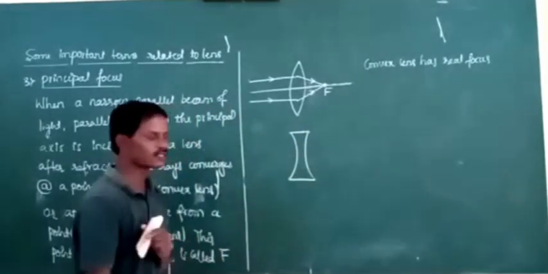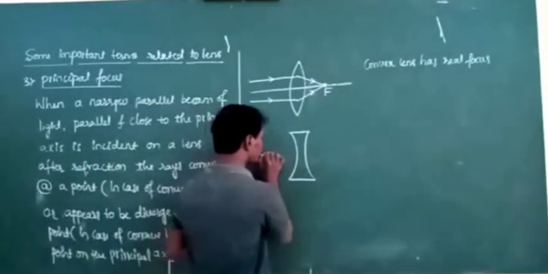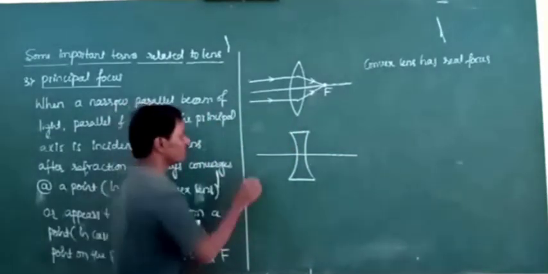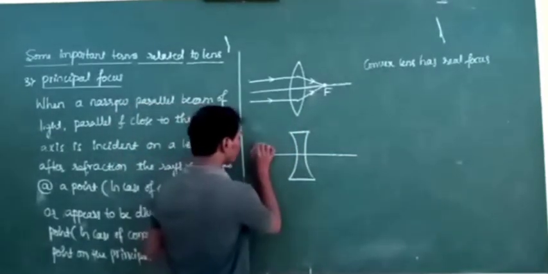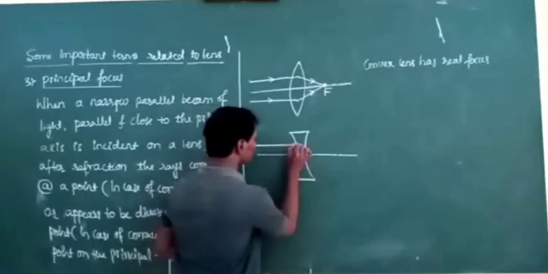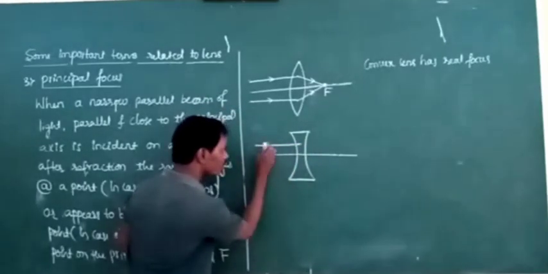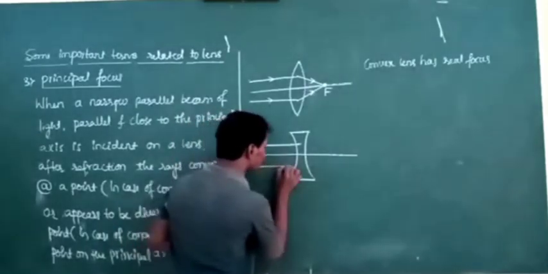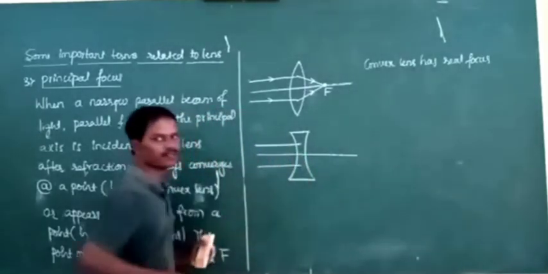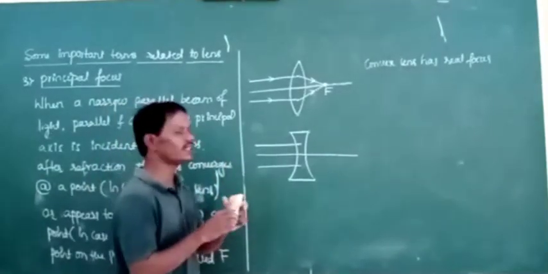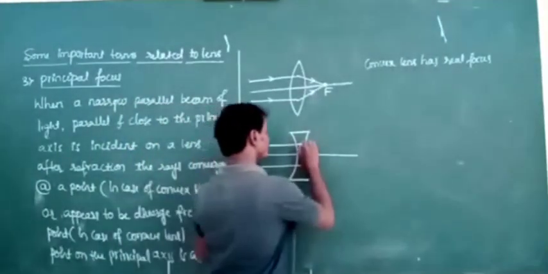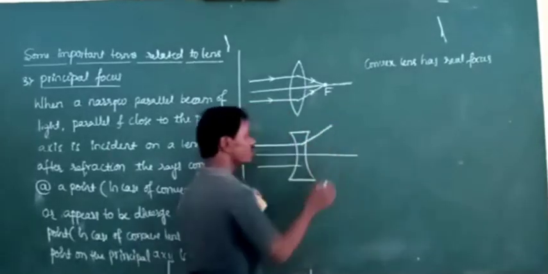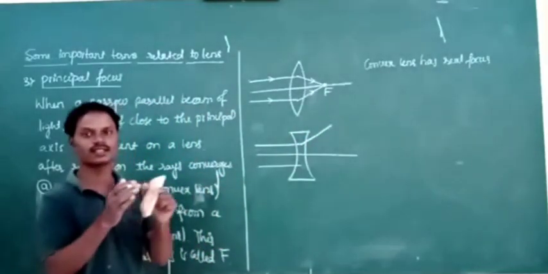It is a concave lens. And again we are going to draw the principal axis. Then if a narrow parallel beam of light, parallel and close to the principal axis, is incident on which lens here? It is concave lens. After refraction the rays are divergent. In case of concave lens, after refraction the refracted rays are divergent.